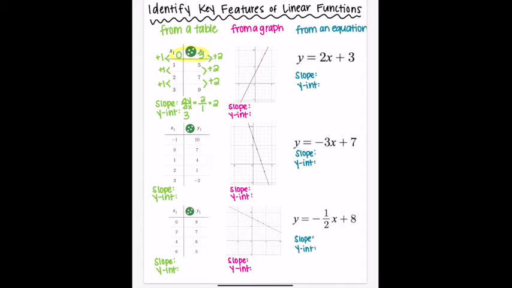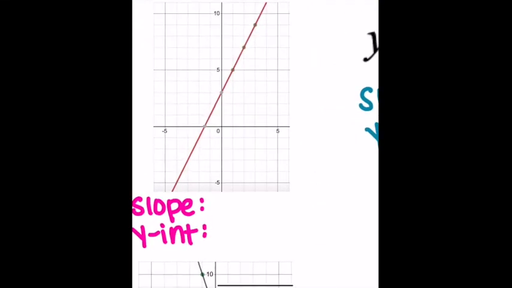Now let's look at a graph. So in this graph, we want to find the slope. So to find the slope, what you're going to do is find 2 perfect points. So if I zoom in here, I can find any of these points, but I want them to be perfect points. So we have some points up here, but let's look and see what are 2 perfect points.